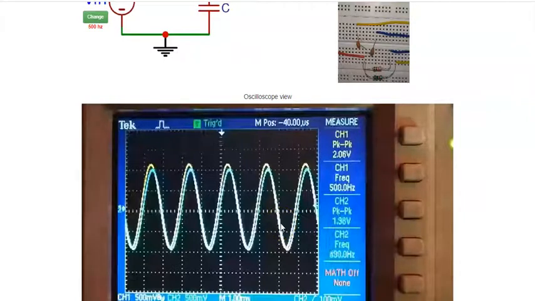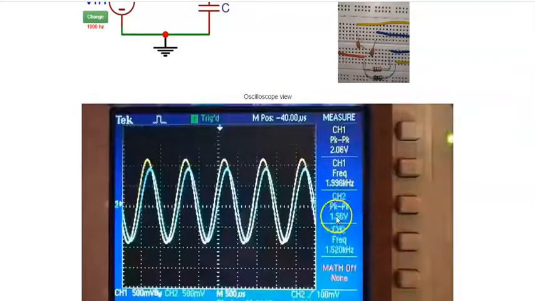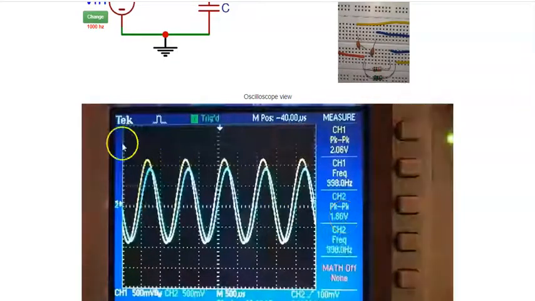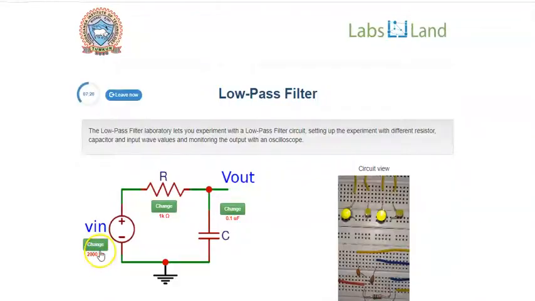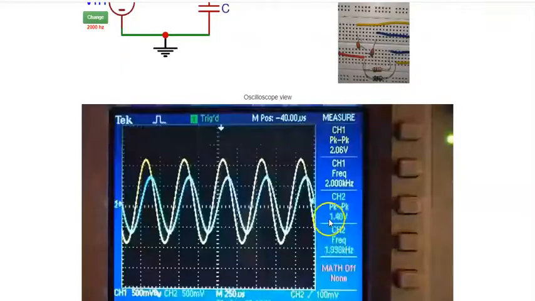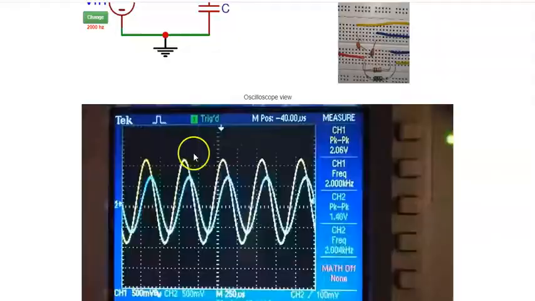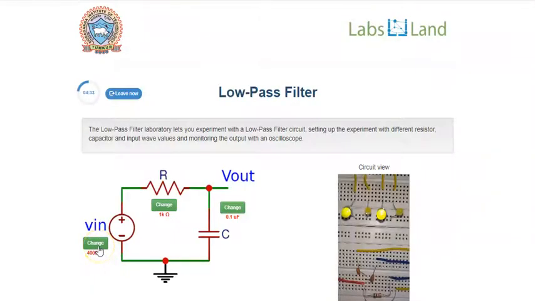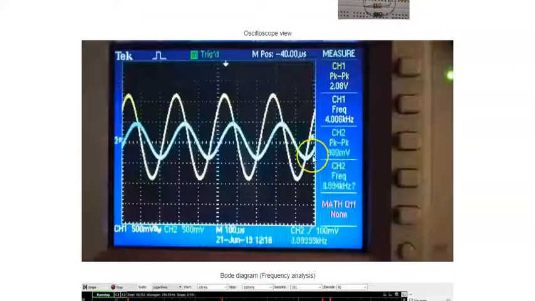And for 1 kHz frequency it is 1.80 volts. And when the frequency 2000 Hz is just after passband, the amplitude is 1.40 volts. And as frequency increases to 4000 Hz, the output amplitude is 900 millivolts.